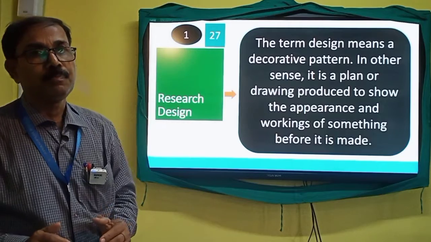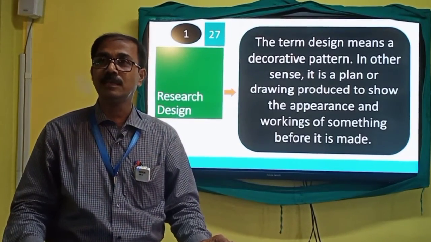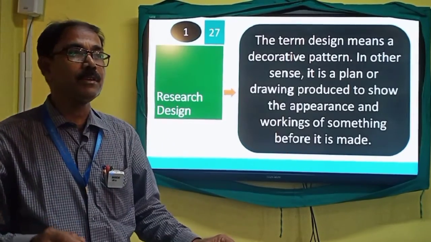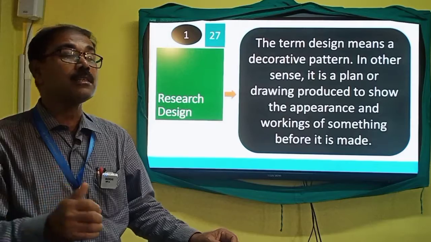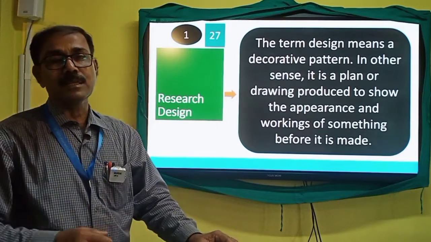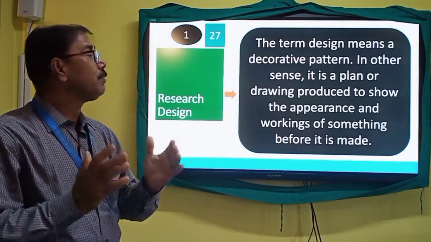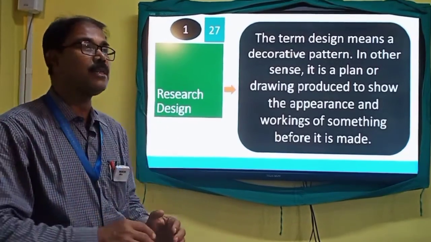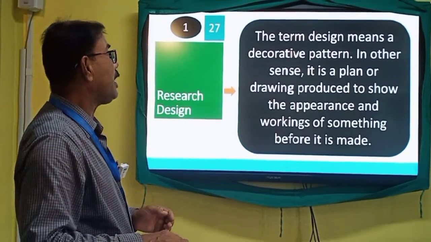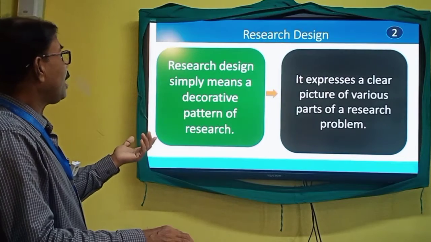Like that, before doing research, you are to prepare the design so well that within the stipulated time period you can complete your research work without facing much trouble. So friends, research design means design or drawing or decorative pattern of your research problem or your research area or your research title or your research work. Let us see the next slide.